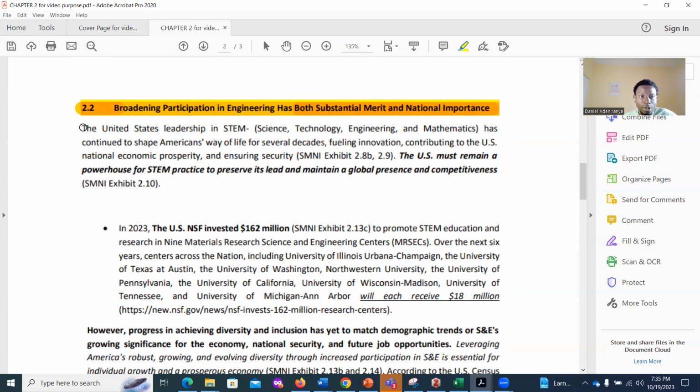The person went further, starting with the paragraph: The United States leadership in STEM has continued to shape Americans' way of life for several decades, fueling innovation, contributing to the U.S. national economic prosperity, and ensuring security. There is an exhibit to that effect. So perhaps this person saw it online or from a credible government website that says, oh, this is what it is. And so the person is using it to justify his case, that the U.S. must remain a powerhouse for STEM practice to preserve its lead and maintain a global presence and competitiveness. All right.